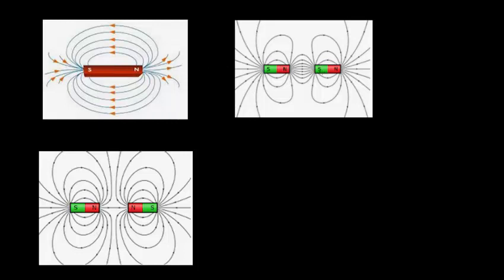Now, if we put two opposite ends together, these are going to attract, and we'll see the same kind of motion with the field lines. They leave a north and go over to a south.